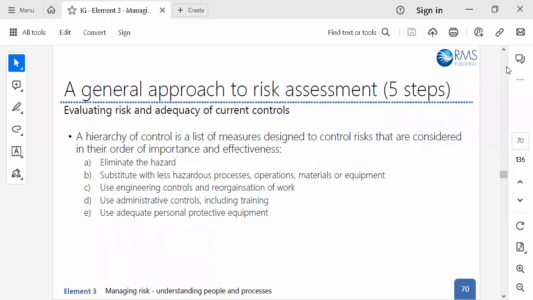For example, training, permit to work system, safe system of work, method statements, proper supervision, adequate instructions. These are all administrative control measures. And the last one is personal protective equipment. So the most effective is eliminating the hazards, and the least effective is personal protective equipment, because with personal protective equipment we can protect only one person, and with the elimination of the hazard, we can protect all the workers. So that is the most effective control measure.